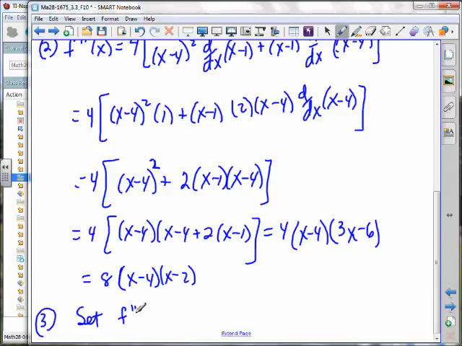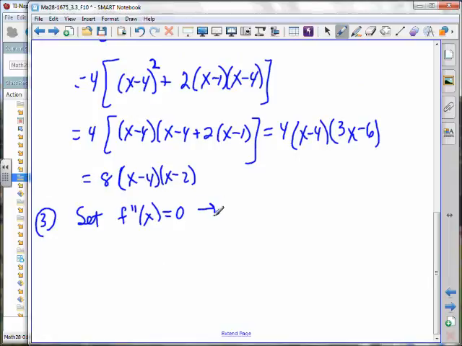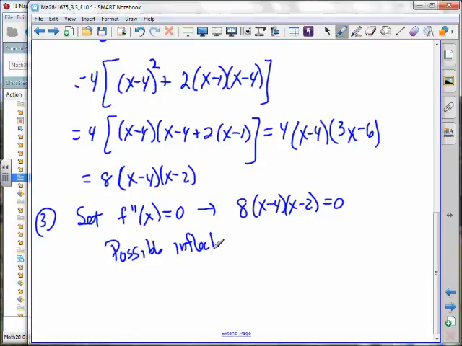Okay, so we'll do that. We'll set it equal to 0. So I have 8x minus 4, x minus 2 equal to 0. And we have to say possible inflection points. Possible at x equals 4 and at x equals 2.